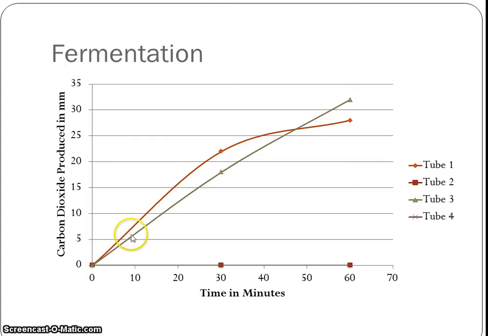This graph shows how tubes 1 and 3 were efficient in fermentation, in this case yeast fermentation, and they produce carbon dioxide. And over here you can see how much carbon dioxide is produced by measuring the millimeters, and as time passes the carbon dioxide produced increases.